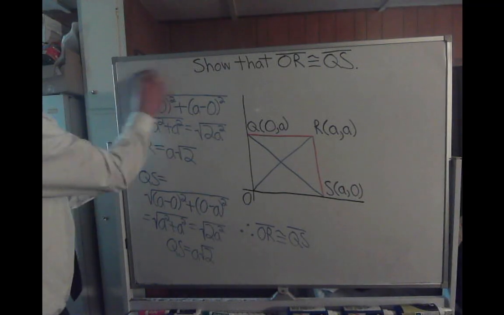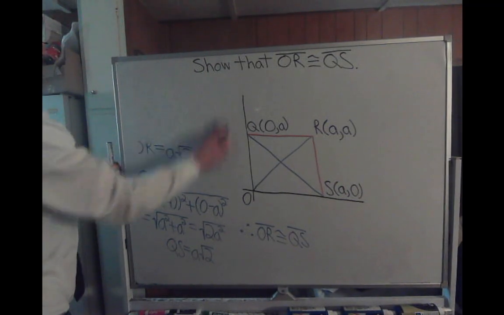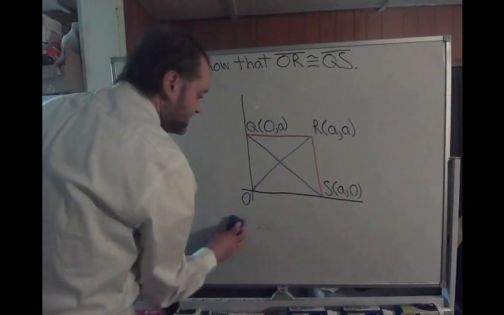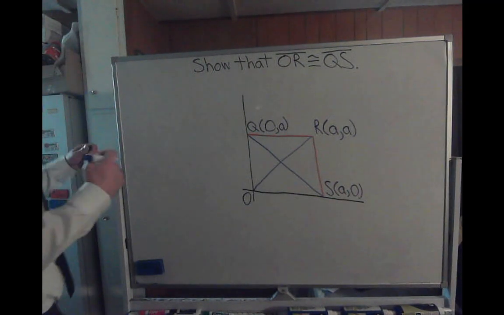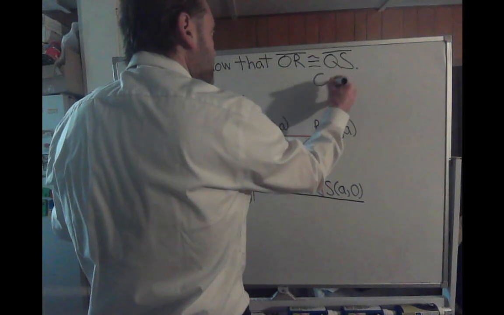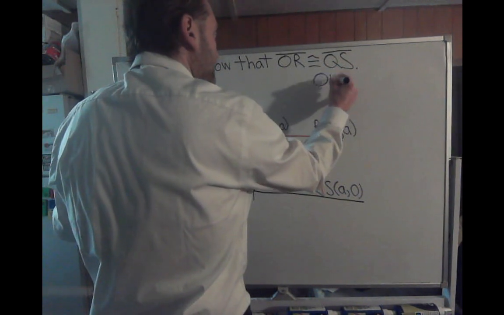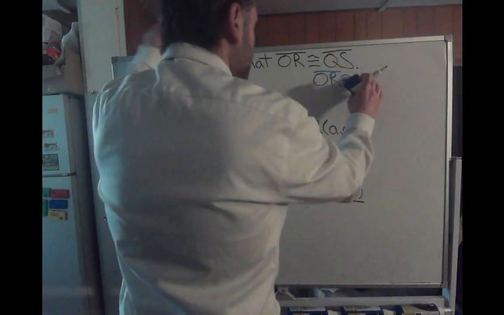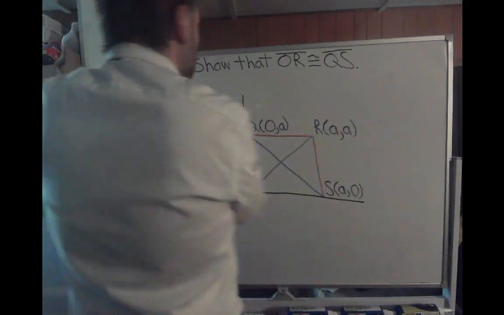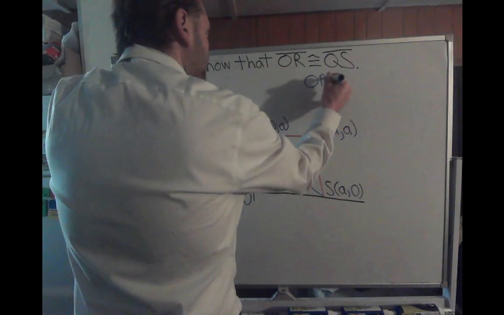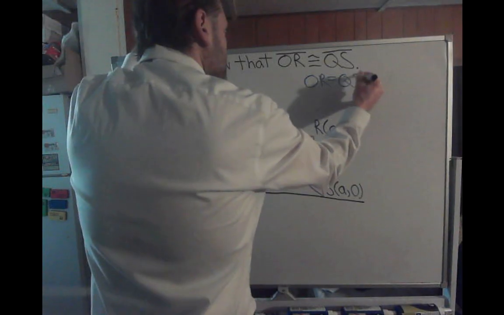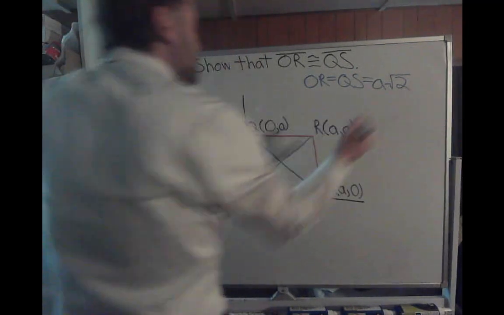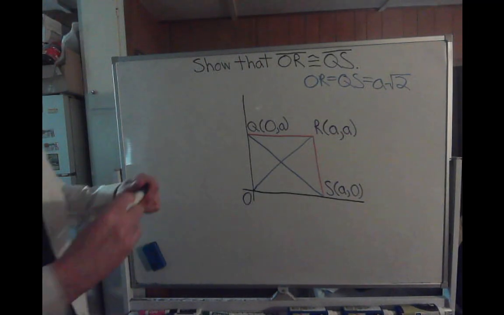So as a matter of fact, why don't we keep these distances in our back pocket? Let's write them over here. That OR is congruent. No, let's write it as a distance. OR equals QS, which equals A times the square root of 2. So we got the lengths of each of these diagonals now.